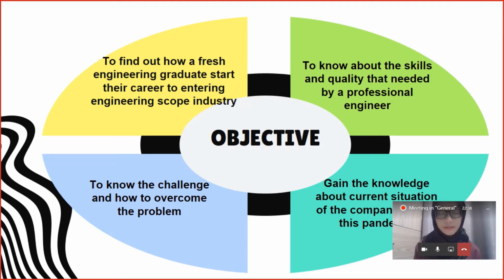For the objective part, they have four objectives. First, to find out how a fresh engineering graduate starts their career entering the engineering industry. Second, to know about the skills and qualities needed by a professional engineer. Third, to know the challenges and how to overcome them when problems arise. Fourth, to gain knowledge about the current situation of the company during this pandemic. These are all the objectives that we want to achieve.